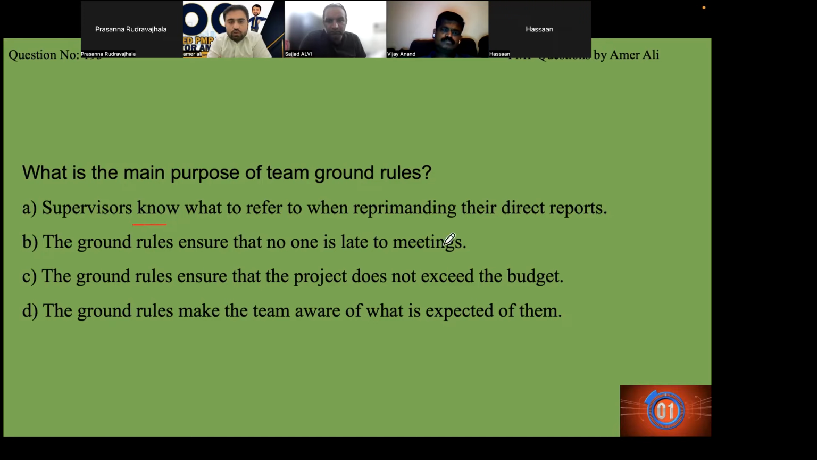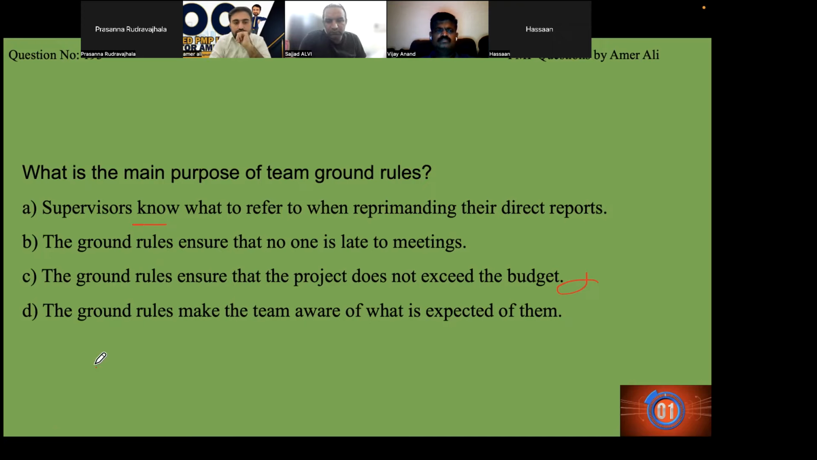The ground rules ensure that no one is late in the meeting, yes. The ground rules ensure the project does not exceed the budget, no. The team is aware of what is expected of them, okay. Let me see what is D, and D is the right answer, ladies and gentlemen. Yes, Prasanna.